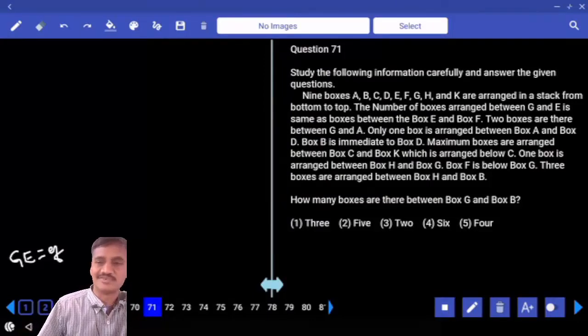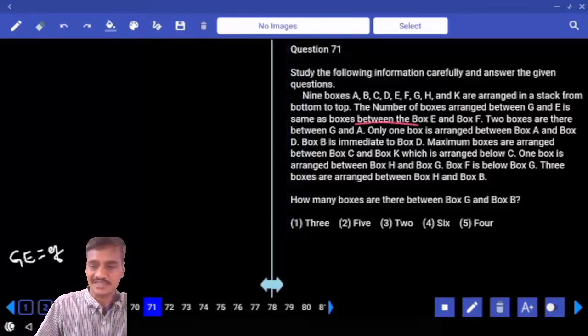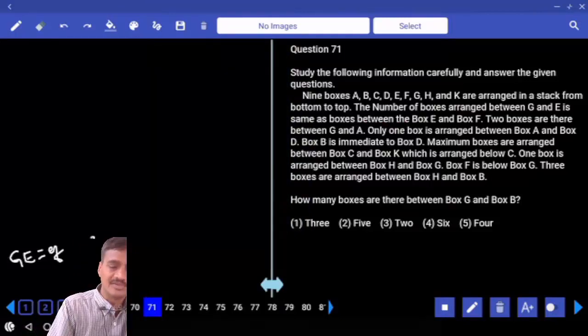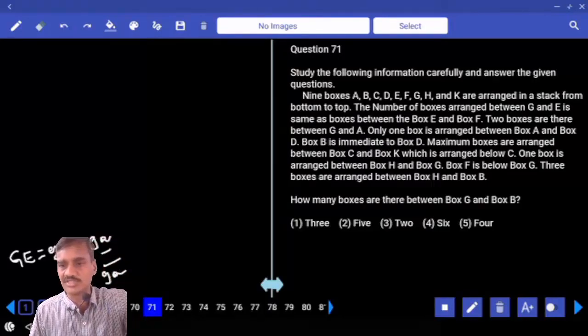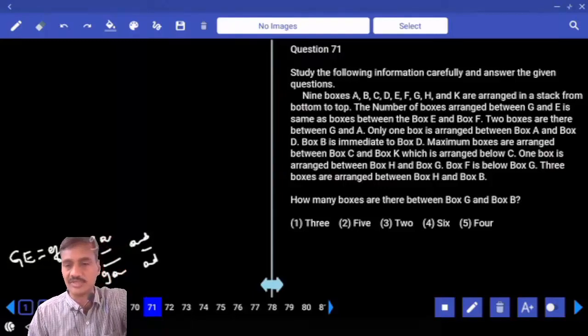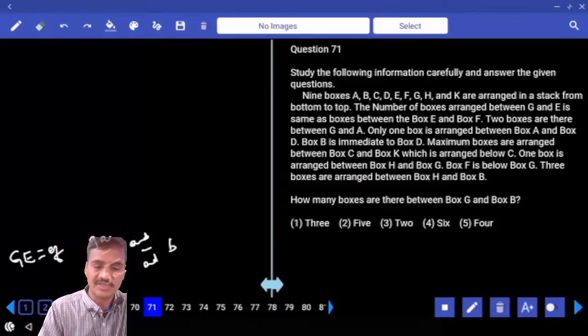Then next one. Number of boxes arranged between G and E is same as E and F. And next one, 2 boxes are there in between G and E. There are exactly 2 boxes between G and E. And next one, only 1 box is between A and D. B is immediate to D. Hence B and D are adjacent to each other.